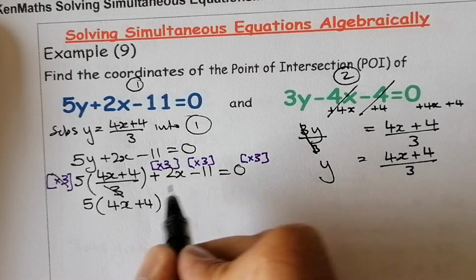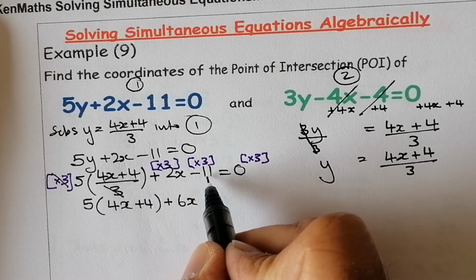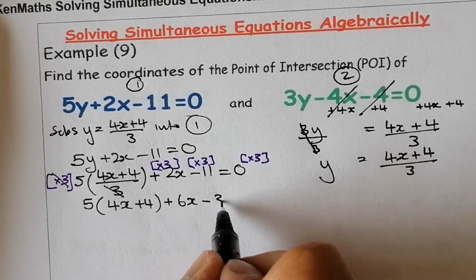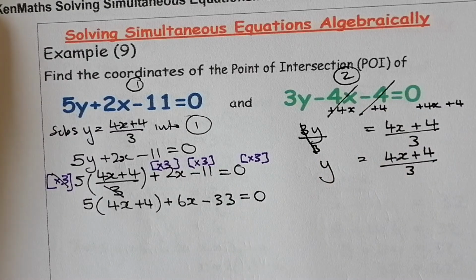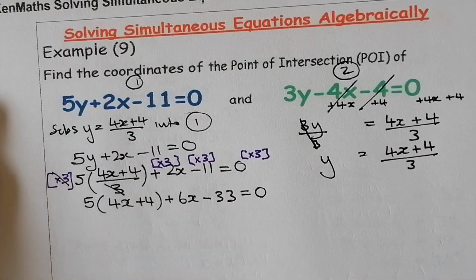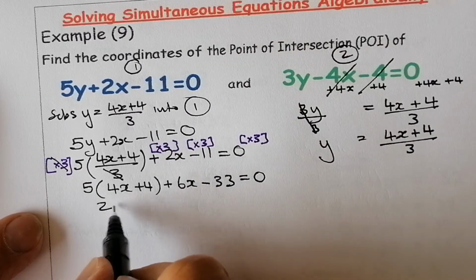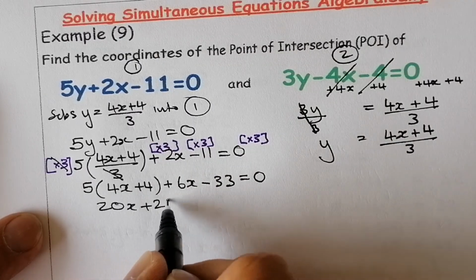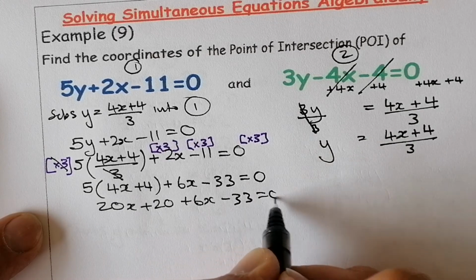3 times the 2x is going to give me a plus 6x. 3 times negative 11 will give me negative 33. And 3 times nothing is nothing. Okay, so a bit more complicated. That's the only thing. We multiply out the bracket now, and then we solve for x. So that'll give me 20x plus 20 plus 6x take 33 equals 0.